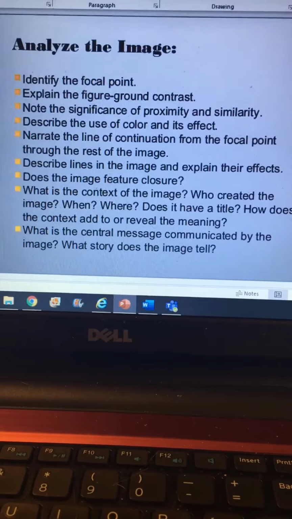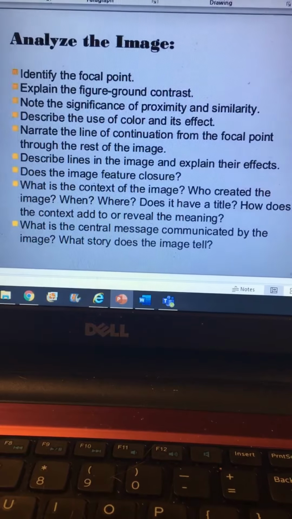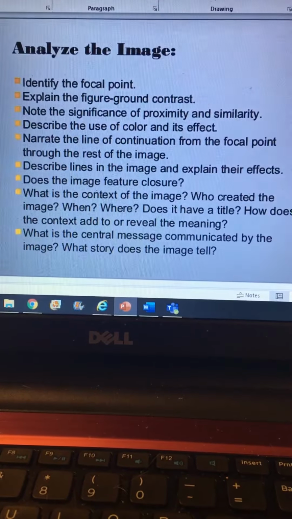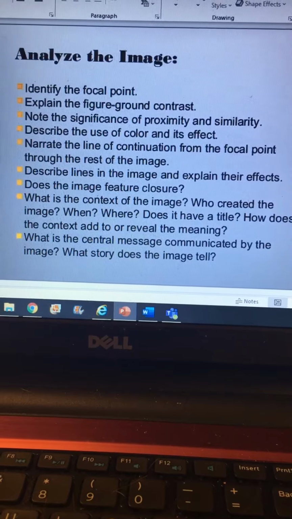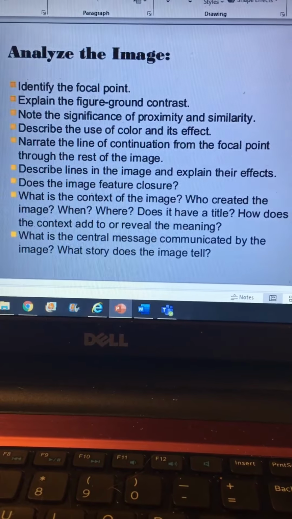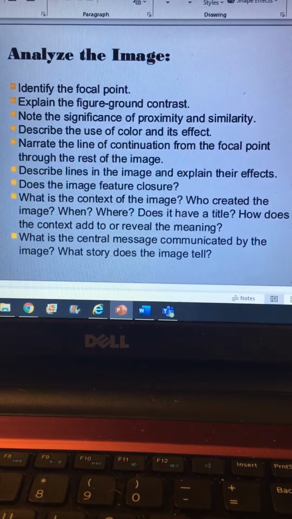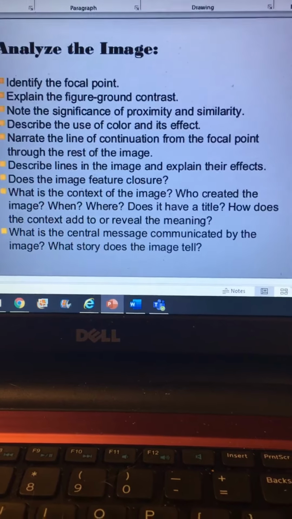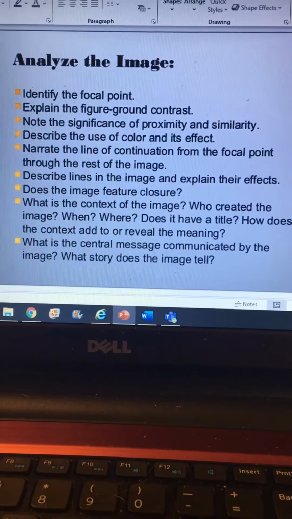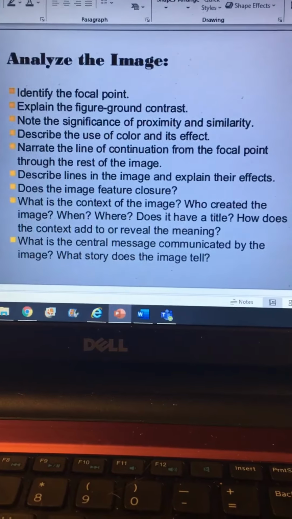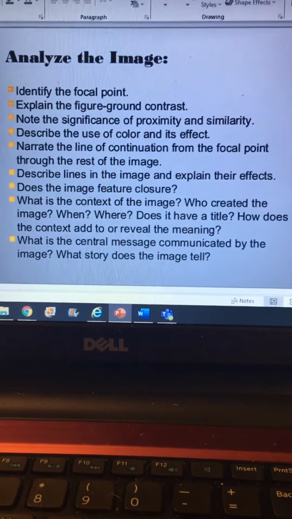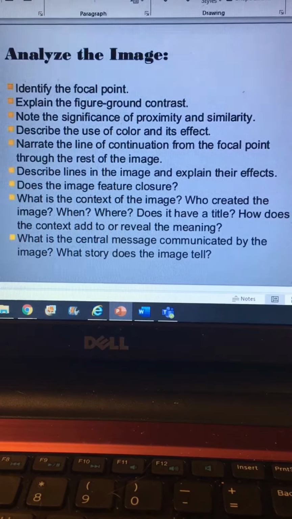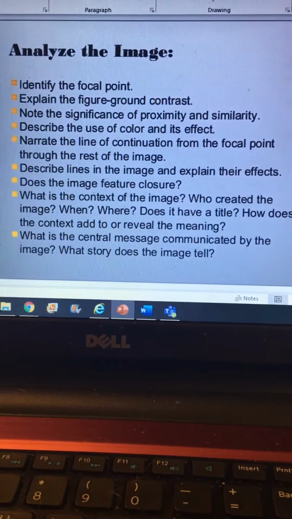Then you're going to note the significance of proximity and similarity. So you're looking at where things are placed. Certain things in the image are similar. There's some differences in the image in terms of color, in terms of shapes, in terms of objects, people. So that's what we're looking at when I'm talking about proximity and similarity. Where are things placed? Why are they placed there? What does that mean in the overall scheme of things in the image?